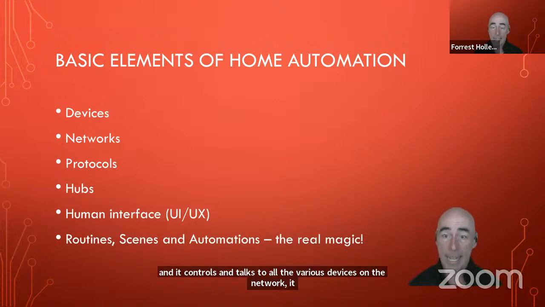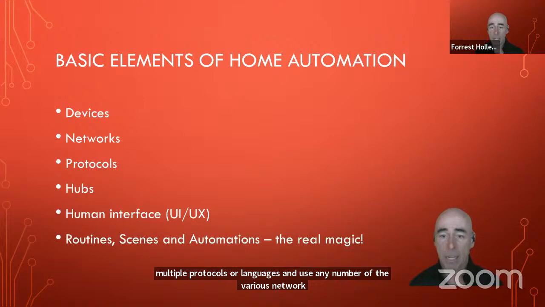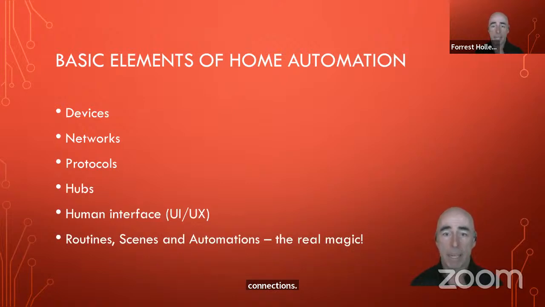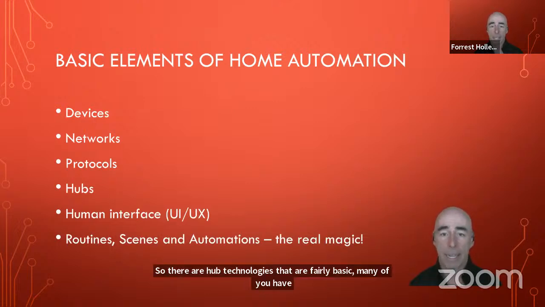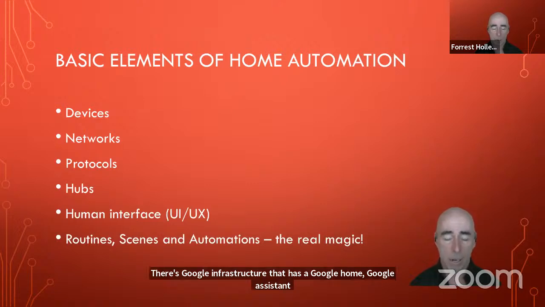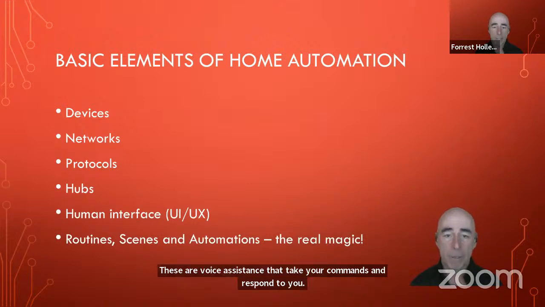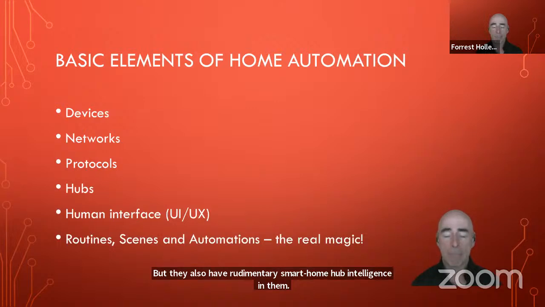So they can typically communicate across multiple protocols or multiple languages and use any number of the various network connections. There are hub technologies that are fairly basic. Many of you may have seen the Alexa Echo series, Echo Dot, the Echo Show. There's Google infrastructure that has a Google Home, the Google Assistant, and there's also HomeKit from Apple that uses Siri. These are all voice assistants that take your commands and then will respond to you, but they also have rudimentary smart home hub intelligence in them. And I'll explain to you why they're rudimentary in a few minutes.